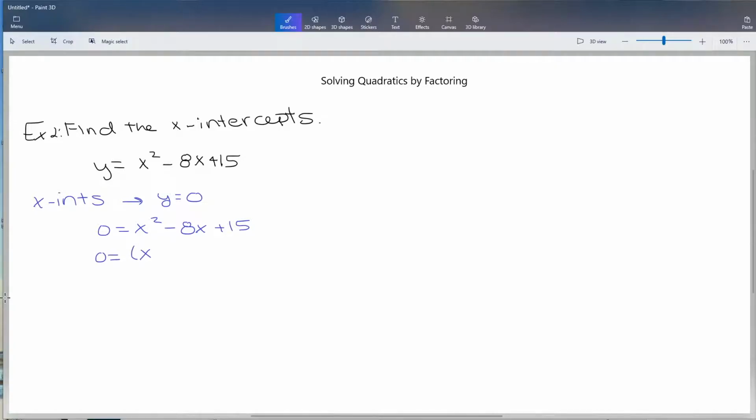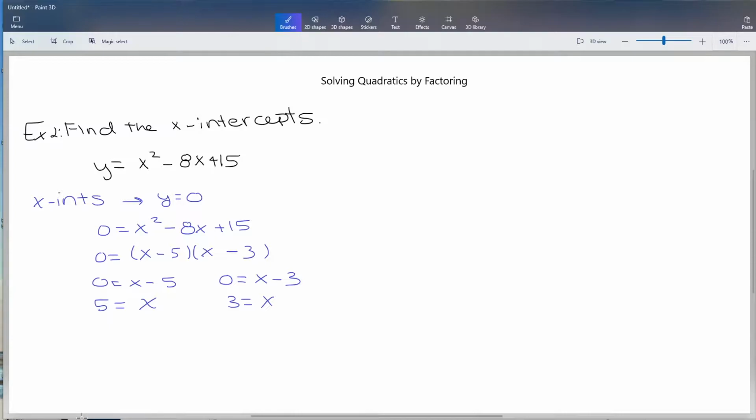So I am looking for two numbers that multiply to positive 15 and add to negative 8. So I think it should be negative 5 and negative 3. Set each of my factors equal to 0. Okay, and solve each one of these. So I'm going to add 5 to both sides, and I'm going to add 3 to both sides. Okay, so here I have my two solutions.